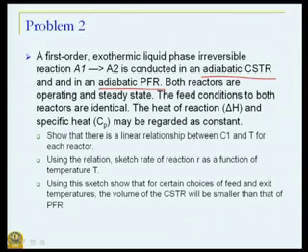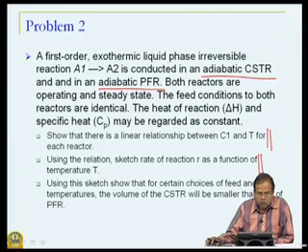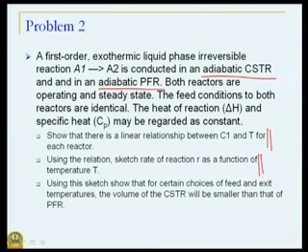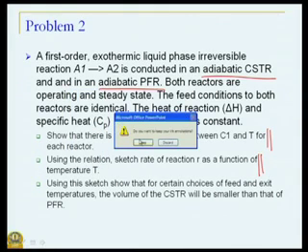Both are at steady state, feed conditions are exactly identical, heat of reaction and specific heat can be taken as constant. We have to show that for both these reactors there is a constant relationship between concentration and temperature. Using this relationship, find out or sketch the rate of reaction as a function of temperature, and using this sketch show that for certain choices of feed and exit temperatures, the volume of CSTR will be smaller than that for plug flow reactor. So, let us see how we go about solving this problem.